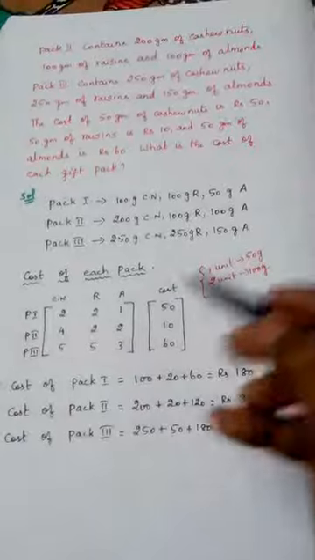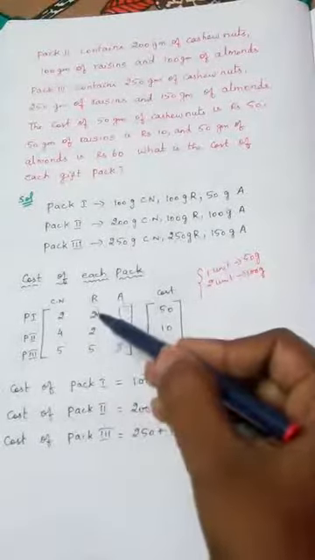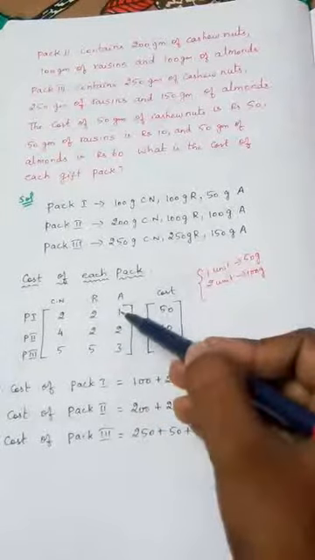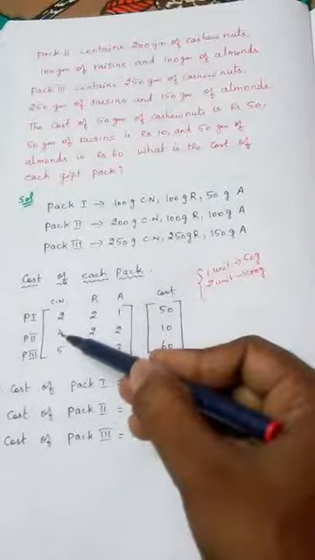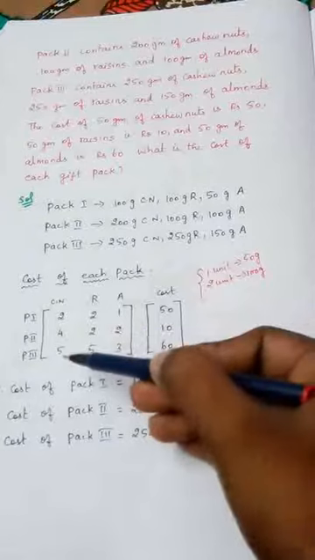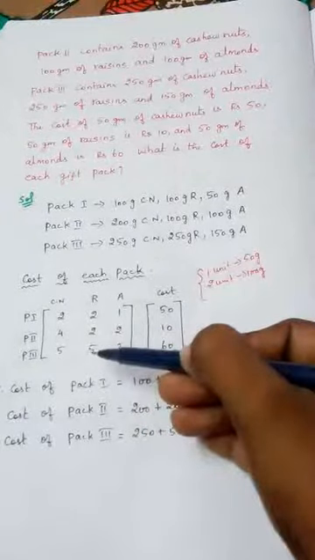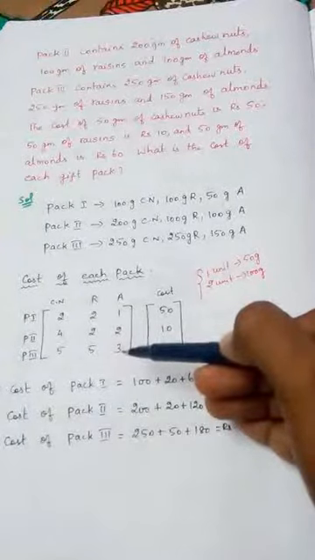So try to understand what we have to know. 2 means 100 gram of cashew nuts, 100 gram of raisins, 50 gram of almonds. Then 200 gram of cashew nuts, 100 gram of raisins, 100 gram of almonds. Then 250 gram of cashew nuts, 250 gram of raisins, 150 gram of almonds. That is the meaning that we have to take.